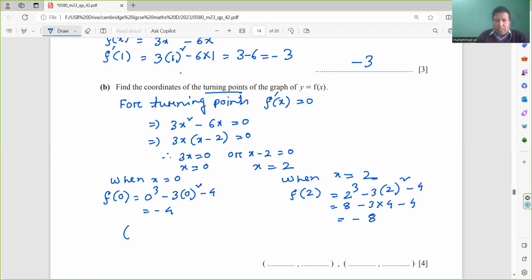So the turning points are (0, minus 4) and here (2, minus 8). So right here (0, minus 4) and (2, minus 8). These are the two turning points.